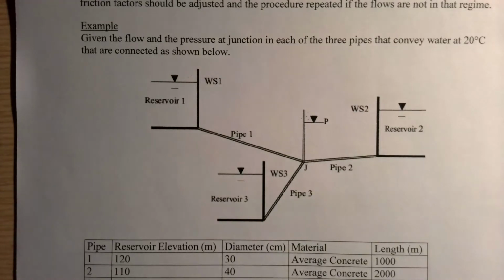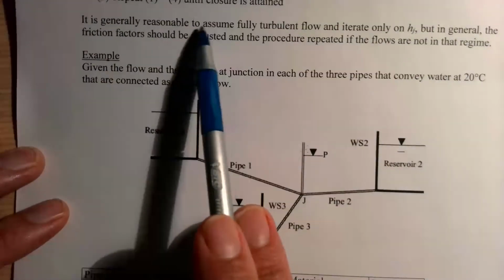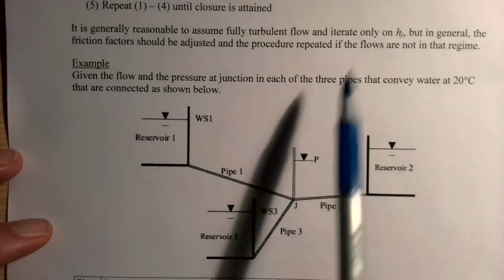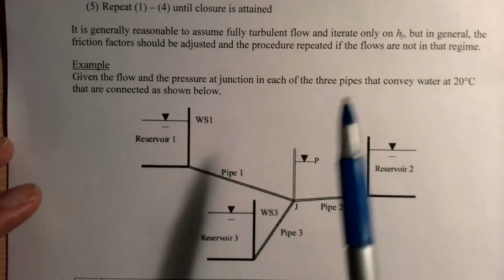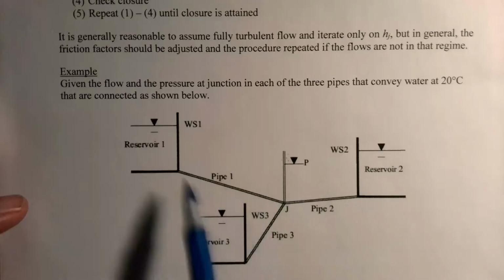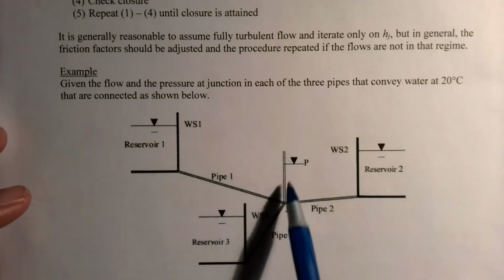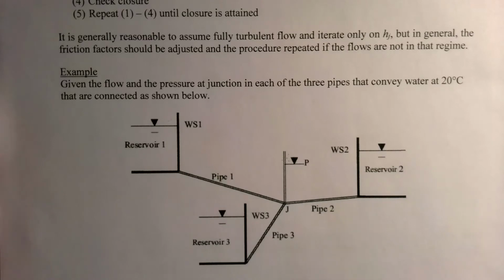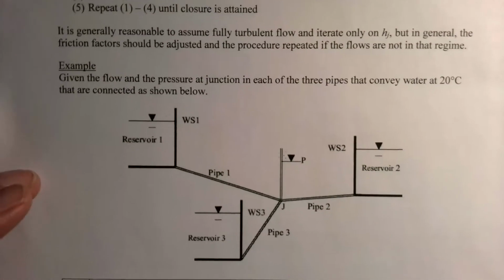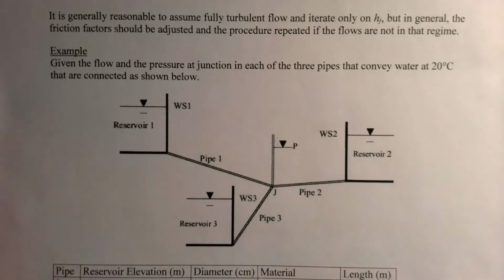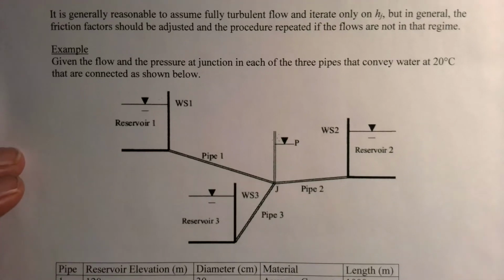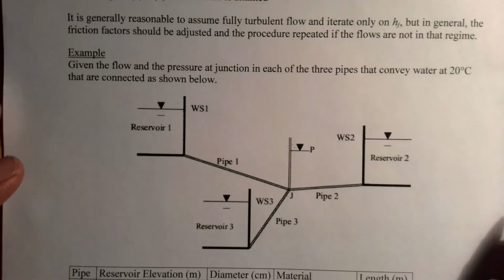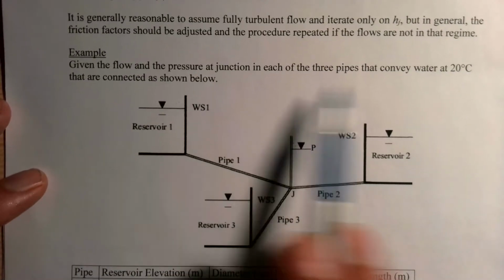We're going to assume typically that the flow is fully turbulent. Then we only have to iterate for H. That's going to be the only thing that we need to find. But in reality, once we get to the very end of this problem and we figure out the right value for H, we need to go back and update f technically. This is the sort of thing that makes this problem much easier to do in Excel, but you can do it by hand also.